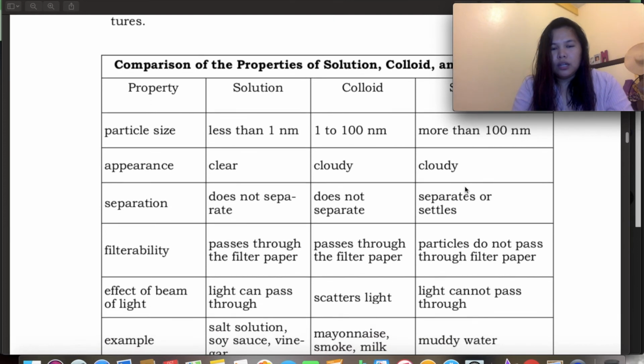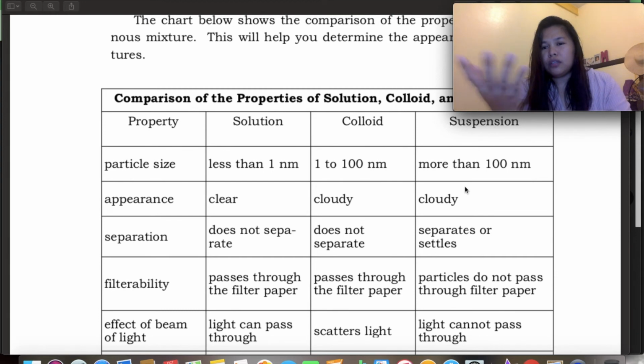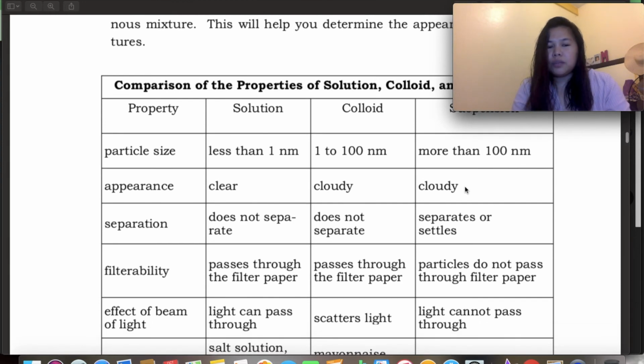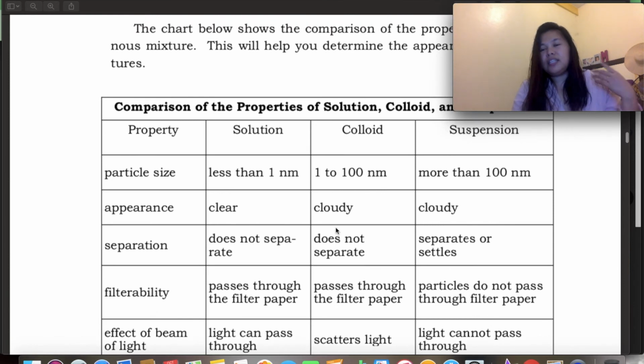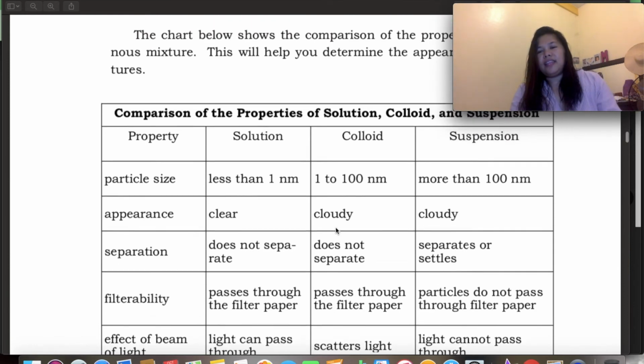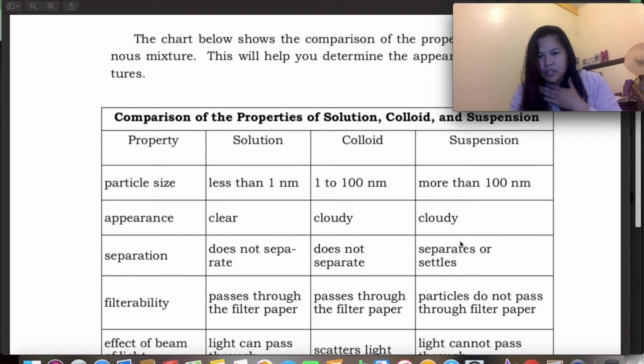Okay, so next, the separation, kung paano mo isi-separate ang solution, colloids, and suspension. So, sa separation, does not separate. So, ang solution, hindi mo siya ma-separate kahit anong gamitin mong separation techniques. Same as the colloids, hindi rin siya ma-separate. And then, sa suspension, separates or settle. Ito na yung sinasabi ko kanina na nagsisettle lang siya sa ilalim ng bote.